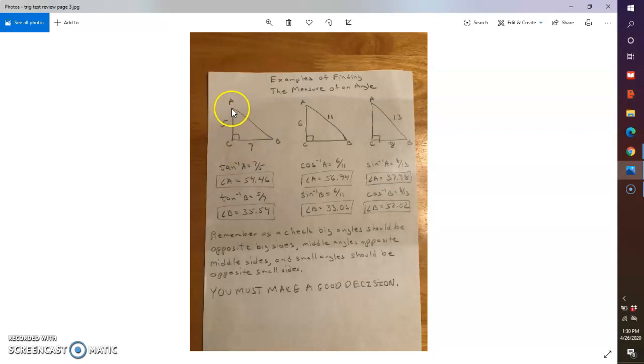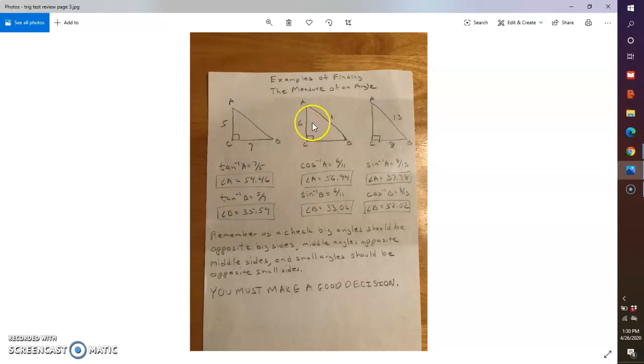So when I'm given from angle A, opposite and adjacent side, I use tangent. For angle B, opposite over adjacent, I'm still going to use tangent. So to find the measure of angle A, we use the tangent of A equals 7/5, and then we do inverse tangent 7/5. Inverse tangent 5/7.